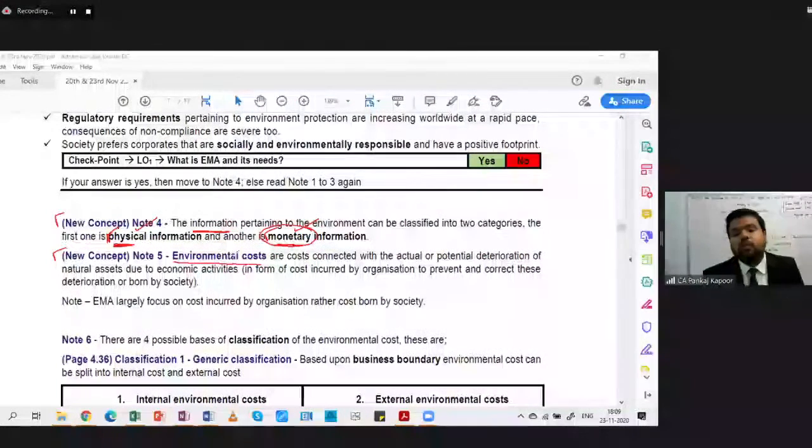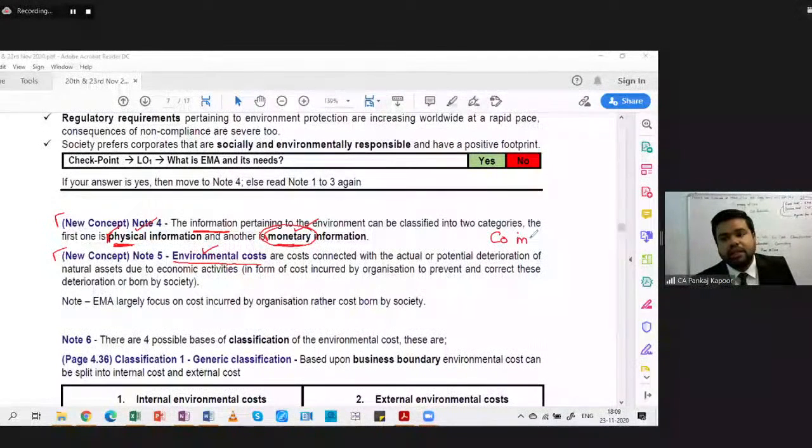What is the environment cost? Very important. The cost which the company incurs or society bears. Please mind, my dear friend, I use two words: the cost which the company incurs or society bears. Now you will ask, sir, how is it possible that due to the decision of a company, society bears cost?